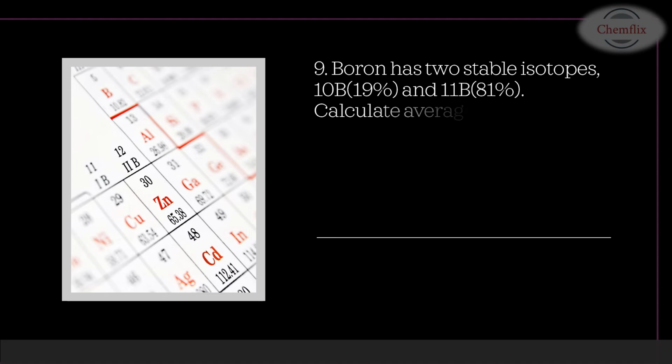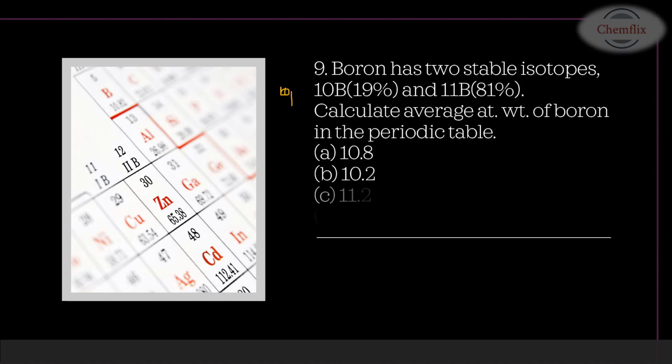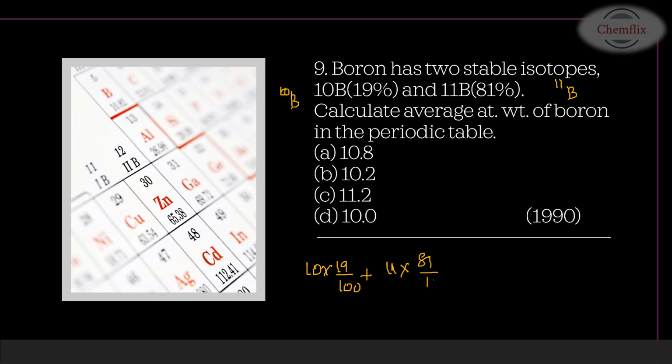Boron has two stable isotopes, that is boron 10 and boron 11. Calculate the average atomic weight of boron in the periodic table. Same way: 10 into 19 by 100 plus 11 into 81 by 100. What you will get? 10.81. Option A.